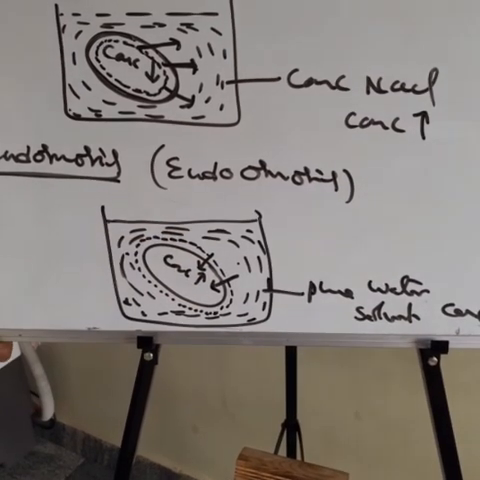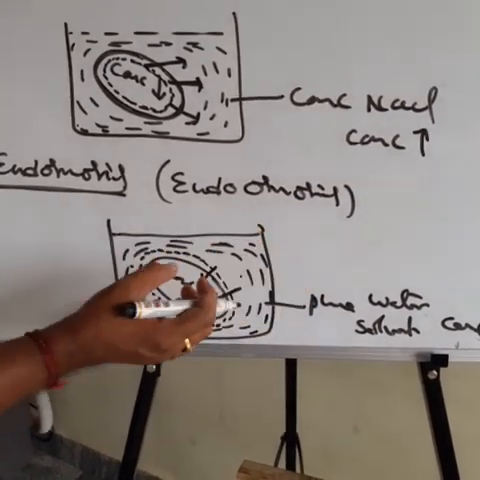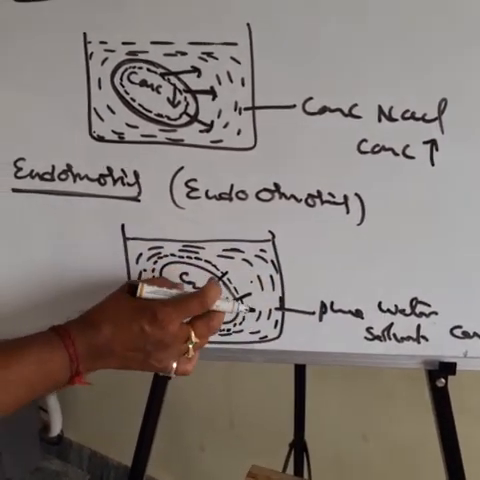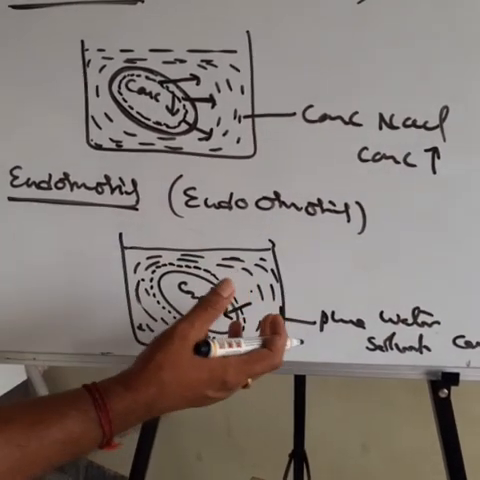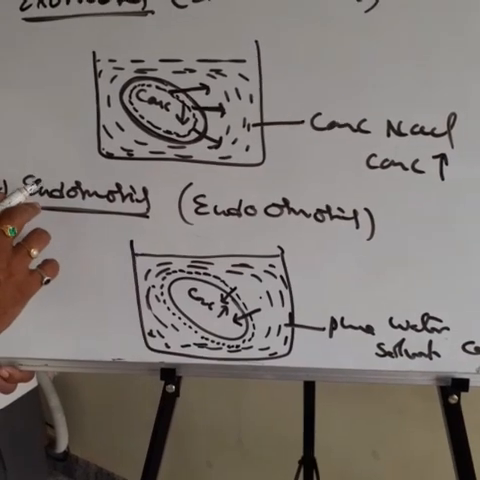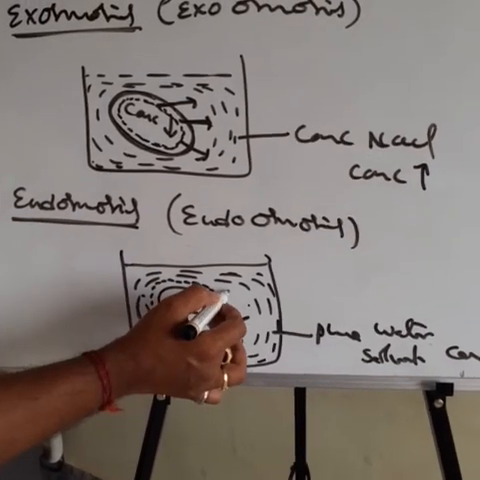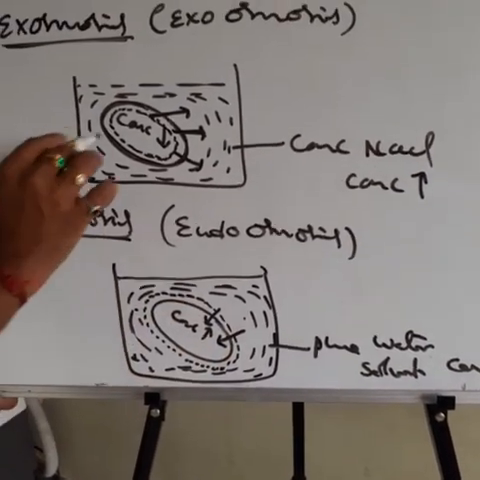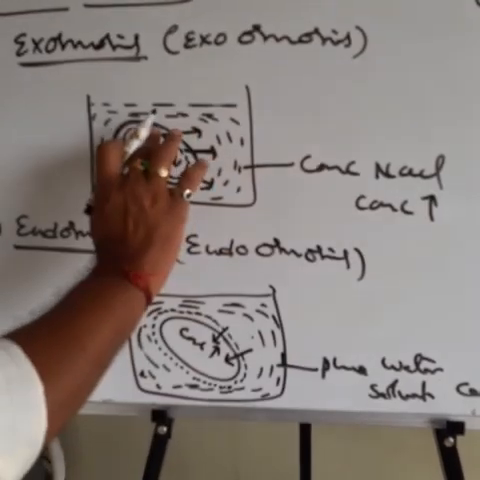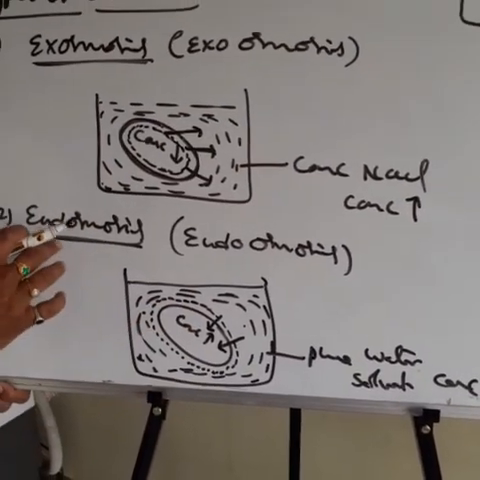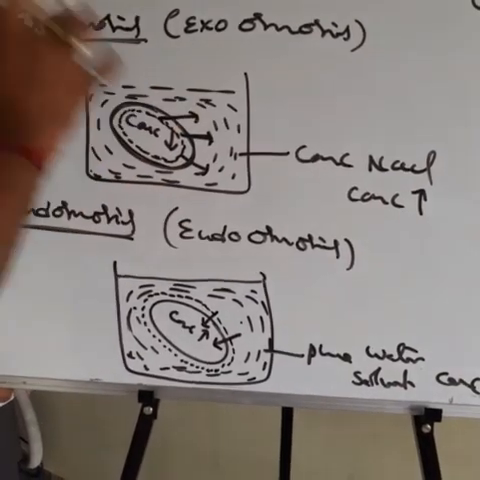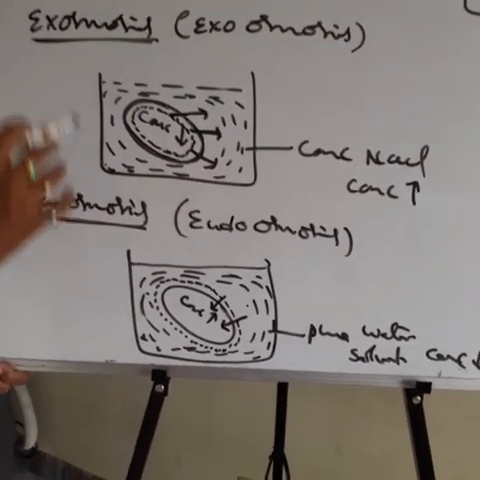If a large number of solvent particles enter the egg, its size increases, it swells, and finally it bursts. That phenomenon is called endosmosis. Endo means solvent particles enter into the egg. Exo means solvent particles come out from the egg. So that is about exo and endosmosis.